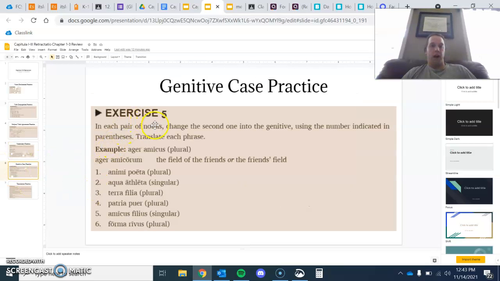All right, exercise 5 is genitive practice. In each pair of nouns, change the second one into the genitive using the number indicated in parentheses, and translate each phrase. So you're given ager, amicus, plural. That means we want to take this word, amicus, and make it genitive plural. It turns into ager amicorum, meaning the field of the friends or the friends' field. Okay. So animi poeta, that's souls, and this is poet. We want to make it of the poets. So how would poeta change to become the souls of the poets? So on and so forth.